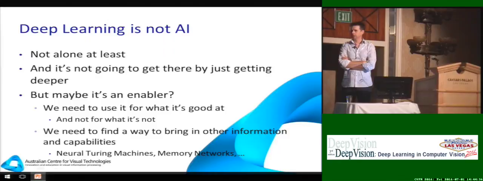I think it's a critical enabler. I think it's a big missing piece of the puzzle, but we need to use it for what it's good at and not use it for what it's not. I'm sure that everybody has a story from this conference about things being done with deep learning that really just shouldn't be. If you have an analytic solution, if you understand it, then you should do it with the analytics, right?